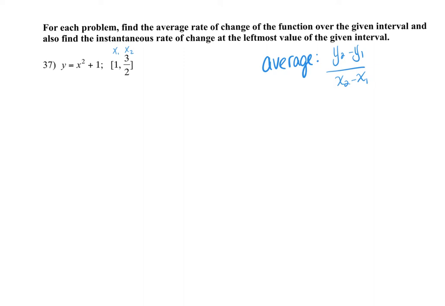Instantaneous rate of change. So when they say instantaneous rate, that is at a specific point, which is what we just did. First derivative, so you want to find the first derivative, and then plug in x. And they specify leftmost value, so they mean x1. So they are telling you to plug in x1. So you have two answers here. You have an average rate of change, and you have an instantaneous rate of change, okay?